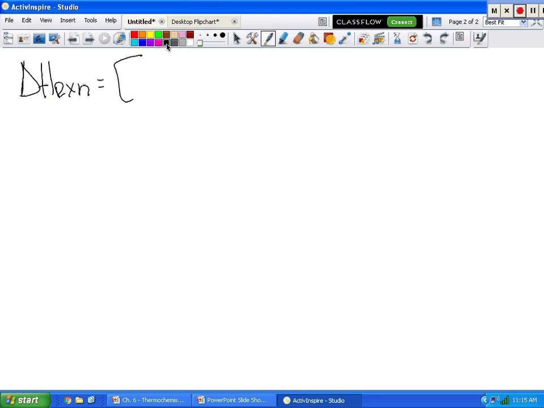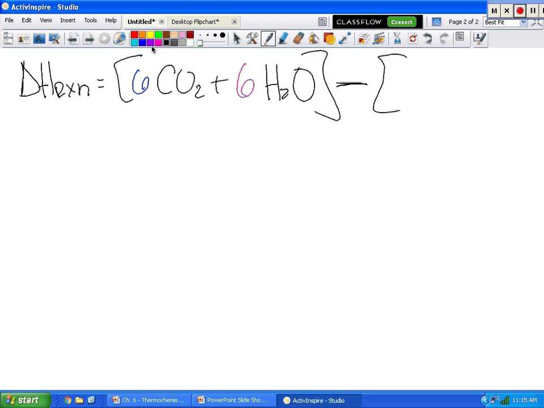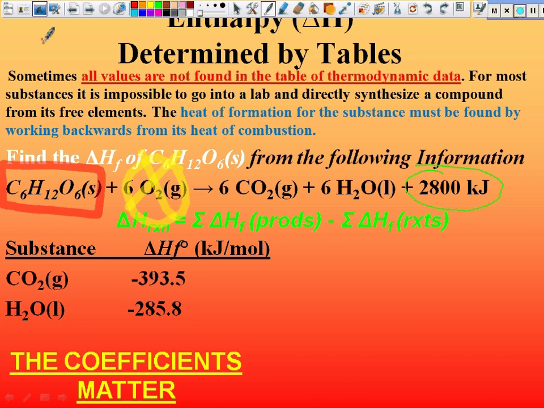Yep. Now, my first question, what was the coefficient on carbon dioxide? All right, so 6 CO2. What about water? 6 H2O minus, and then glucose, right? All right, so we're trying to find C6H12O6. This is what we're trying to find. Yes, and that's what we're fixing to talk about. So this entire reaction, the combustion of glucose, gives off how much energy? 2,800 kilojoules.